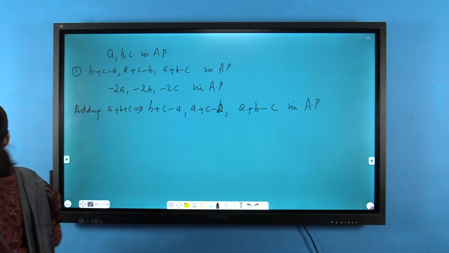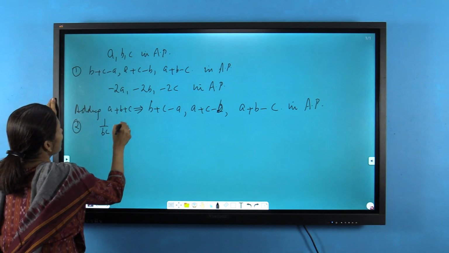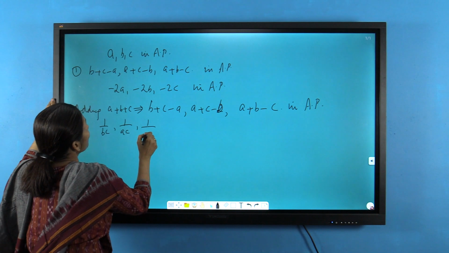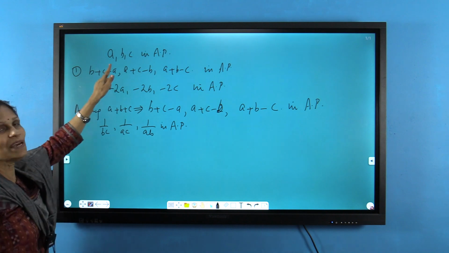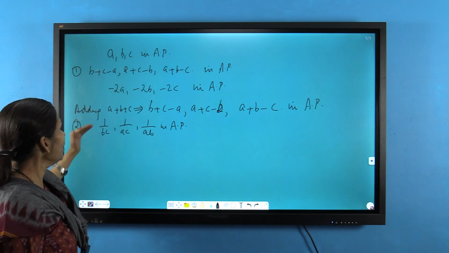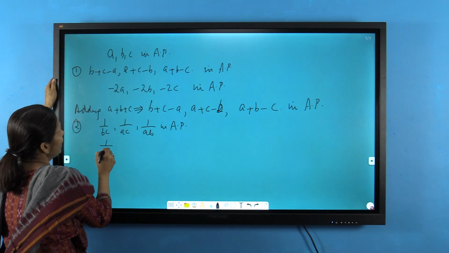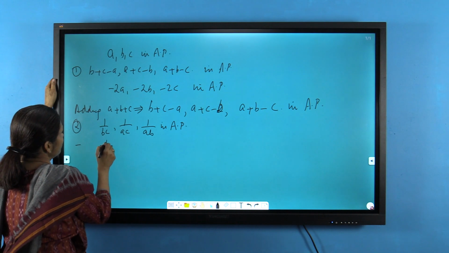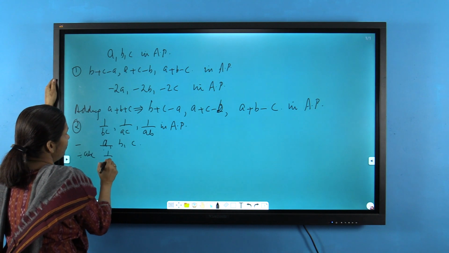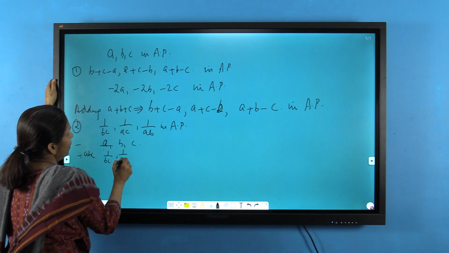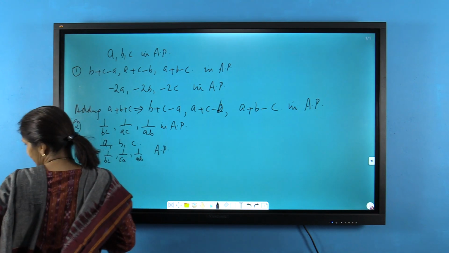Another one. Prove that 1 by BC, 1 by AC and 1 by AB are in AP. Now, A, B, C are in AP. This is more straightforward. If I divide throughout by ABC, what would I get? 1 by BC, 1 by CA and 1 by AB are also in AP.